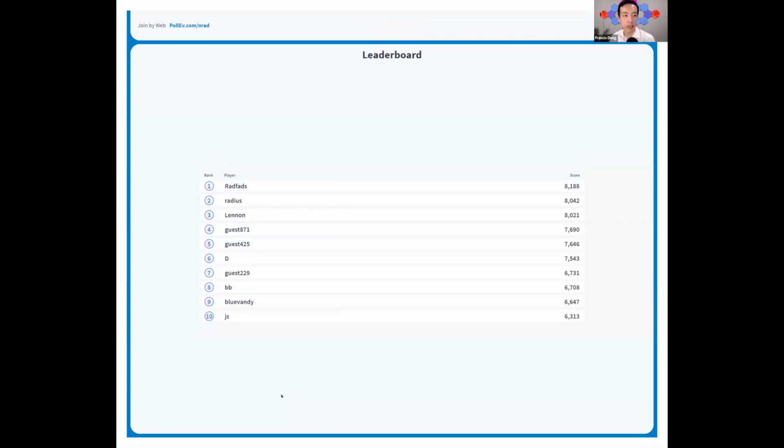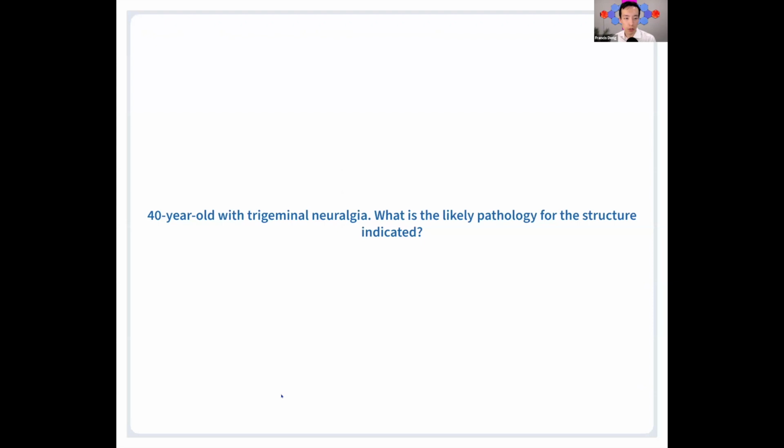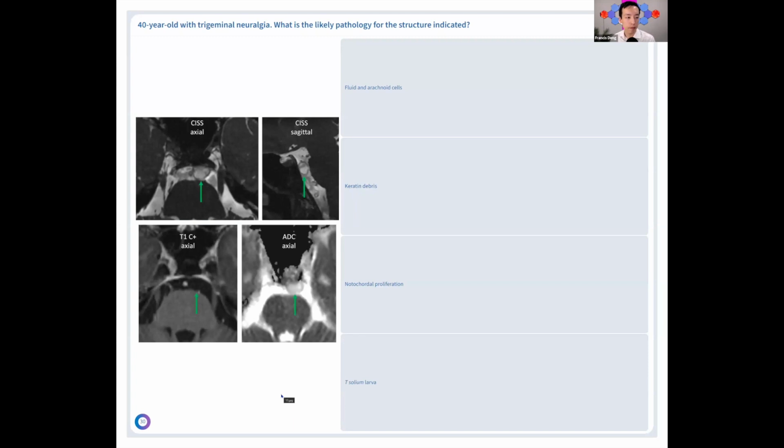All right, we have a new leader on the board, RADFADS. 40-year-old with trigeminal neuralgia. What is the likely pathology for the structure indicated? I'm showing you KISS axial, sagittal, T1 post-contrast axial, and ADC map axial image.